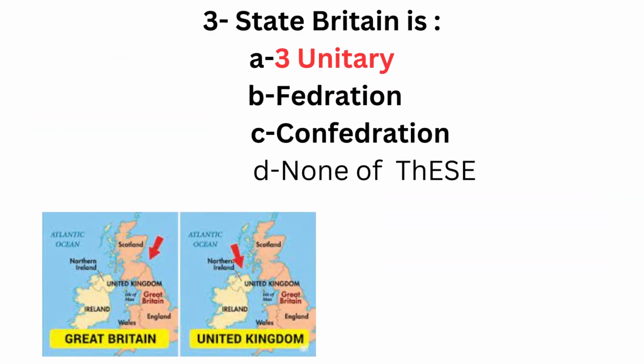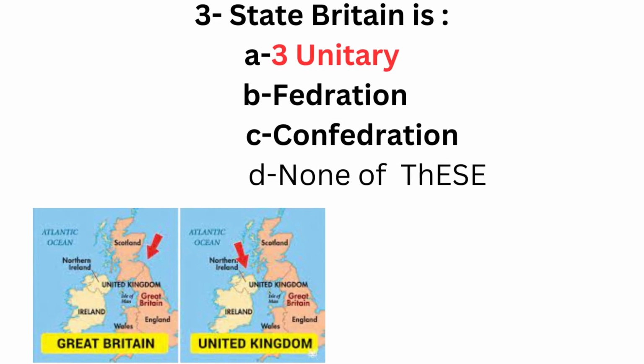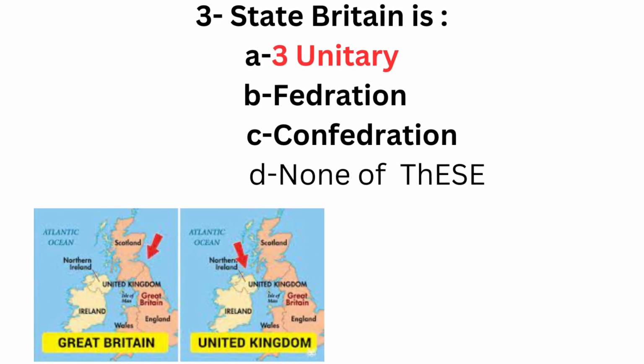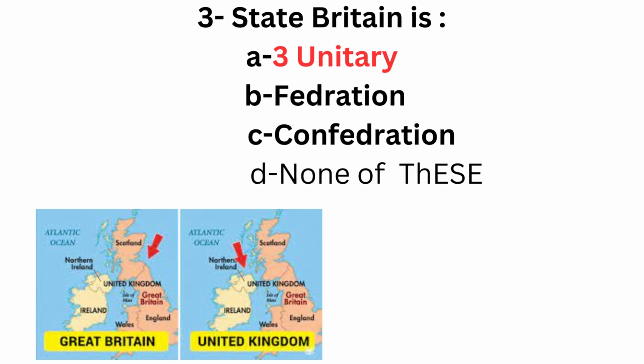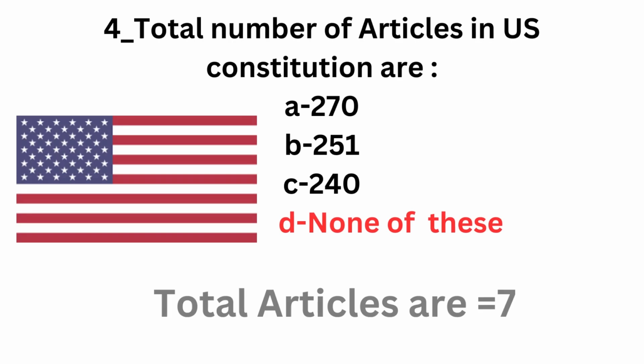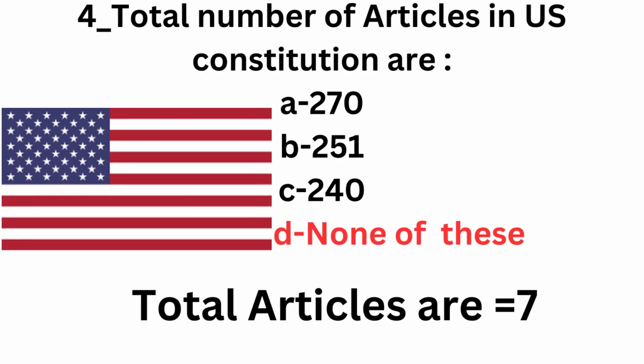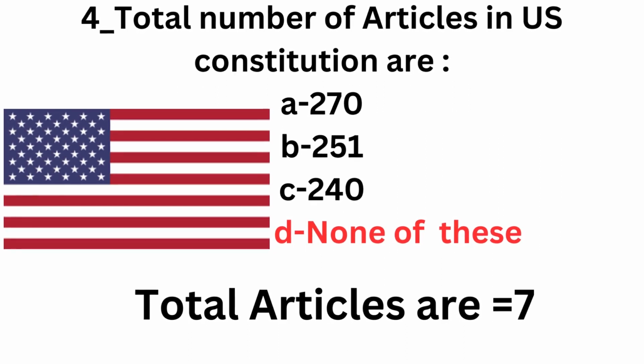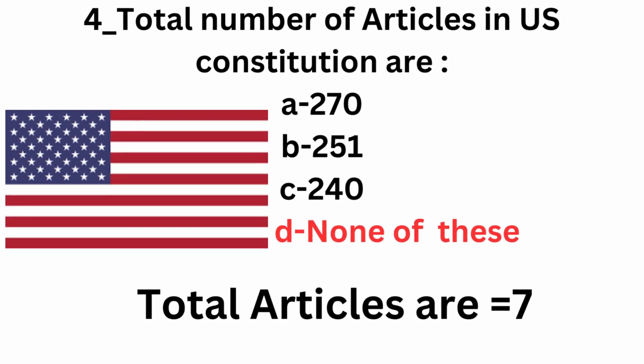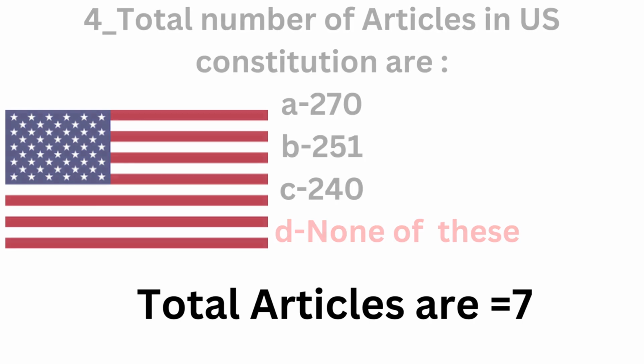Next one is: Britain is a unitary system or a unitary state. It is option A. Next one is: total number of articles in the US Constitution are. It is option D, none of these. Total articles in the US Constitution are 7, and it is also one of the shortest constitutions in the world.